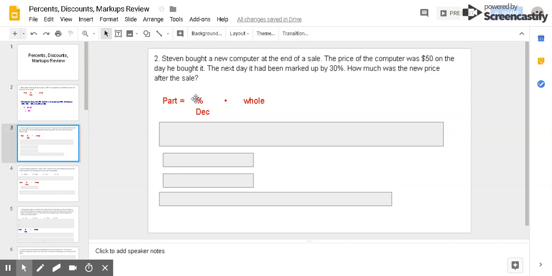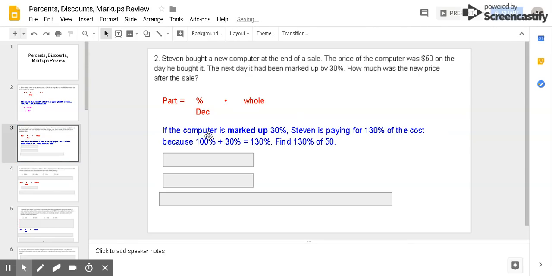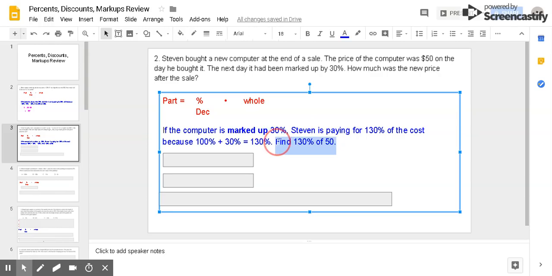All right, so again, start with your equation. Part equals percent as a decimal times your whole. And let's understand the question. If the computer is marked up 30%, he's actually paying for 130% of the cost, because 100% plus 30% gets you 130%. So he's not just paying 100%. He's not just paying $50. He's paying for 130%. So your job is to find 130% of 50.